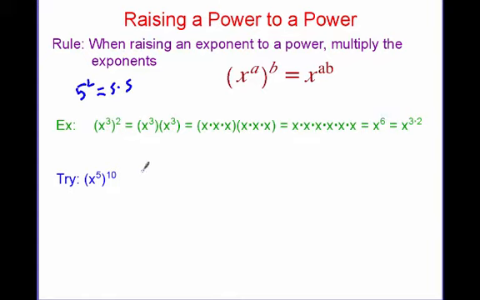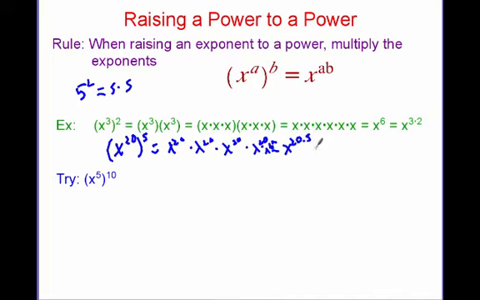So if I give you something like x to the 20th raised to the 5th power, that's the same thing as x to the 20th times x to the 20th times x to the 20th times x to the 20th. Remember, we know from the exponent multiplying rule that I just add together these exponents: 20 plus 20 plus 20 plus 20. Oh, I'm sorry, I skipped one. That's x to the 20 times 5, which is x to the 100th power.